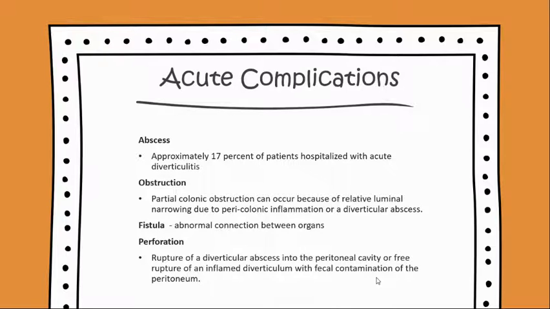Acute complications: abscess. Approximately 17% of patients hospitalized with acute diverticulitis. Obstruction. Partial colonic obstruction can occur because of relative luminal narrowing due to pericolonic inflammation or a diverticular abscess. Fistula or perforation, which is a rupture of a diverticular abscess in the peritoneal cavity or free rupture of an inflamed diverticulum with fecal contamination of the peritoneum.